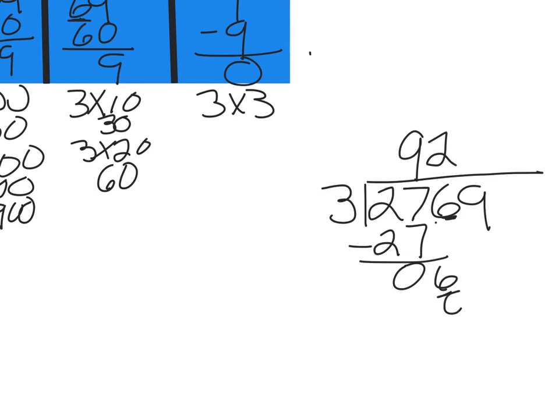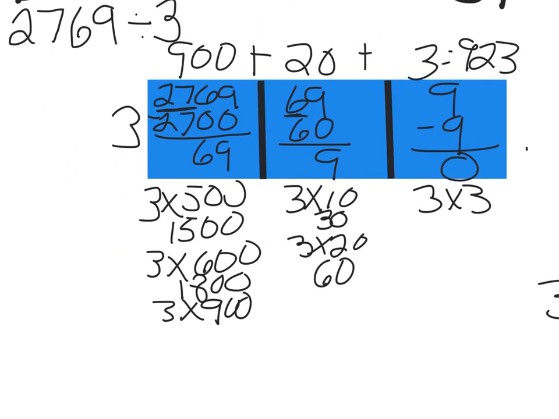2 times 3 is 6. Bring down the 9. That's in the ones place. 3. And it mirrors it like that. So this gives us the foundation, the underpinnings of the standard algorithm to be able to look at our area model and where those numbers come from.